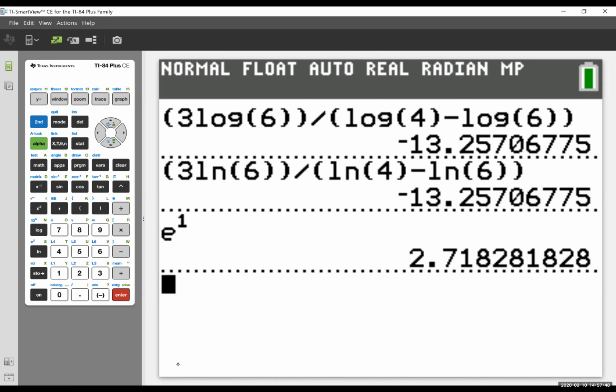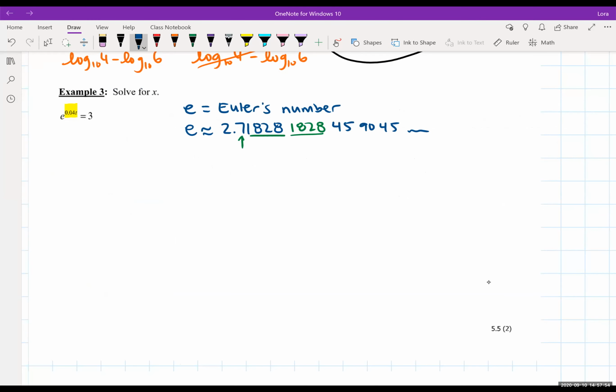So E is not really a variable. In this case, it is a number. And we will notice that in no way can we match the bases. We cannot match E with 3 in terms of the bases.